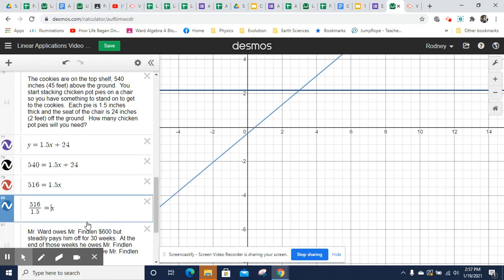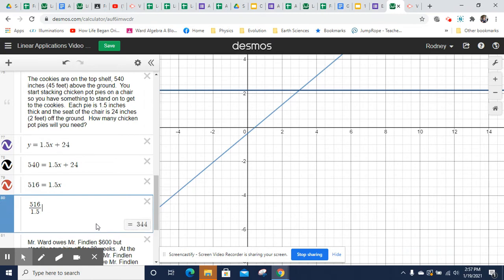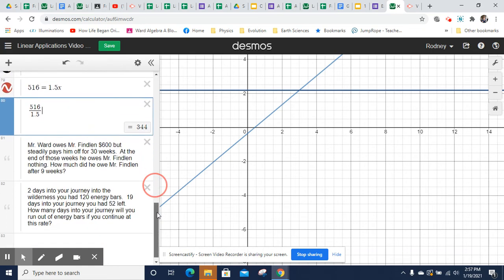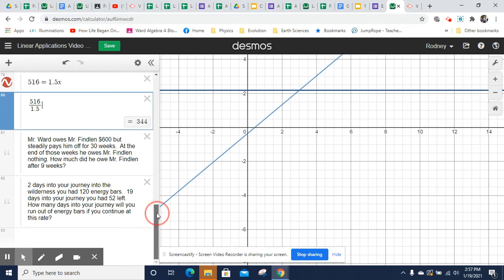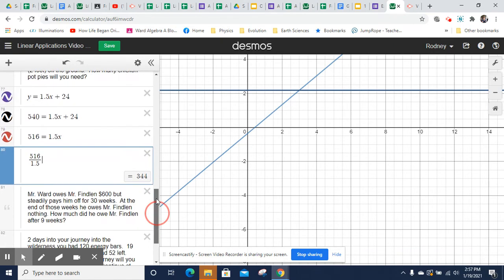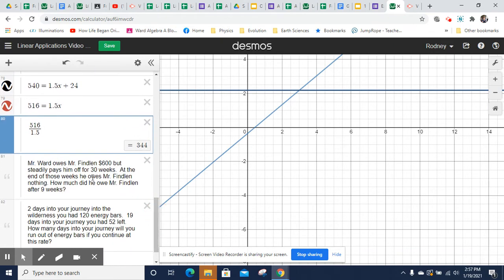And if you notice here, that's going to be 344. So you're going to need 344 chicken pot pies in a stack to reach the cookies that are 45 feet off the ground. Hopefully you have good balance. But see how the slope-intercept form was your friend. Let's take a look at these two.